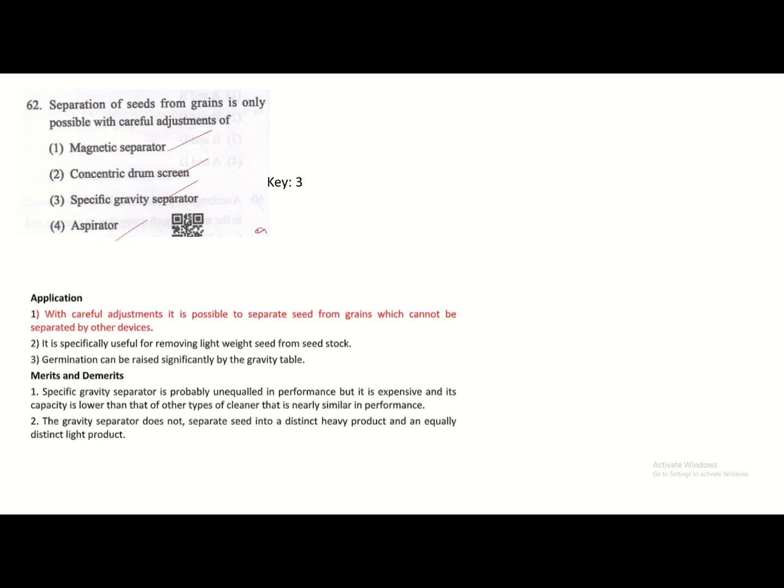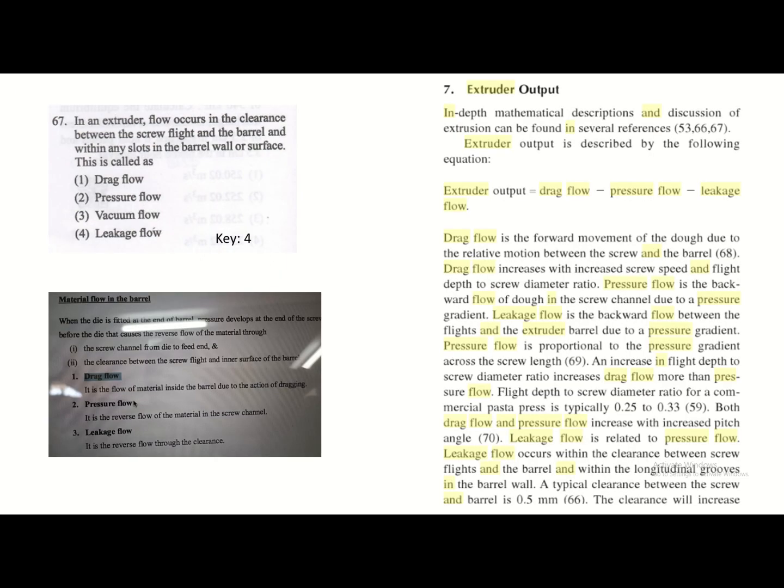Based on the seeds and grain, they will be separated by the specific gravity separator. This book, the Singh and Sahai, will not cover it. We need to refer to some more books. So this is the exact application of the seed separator.